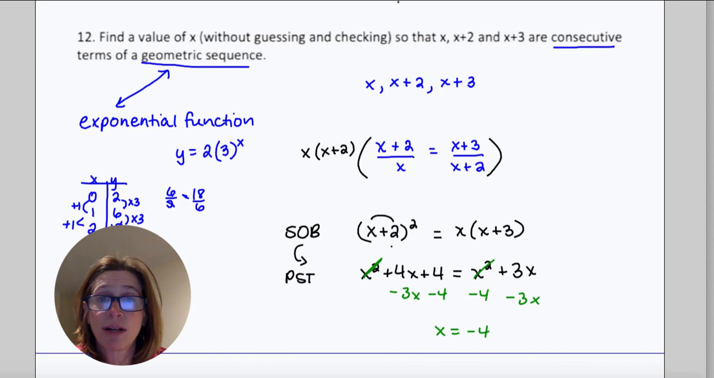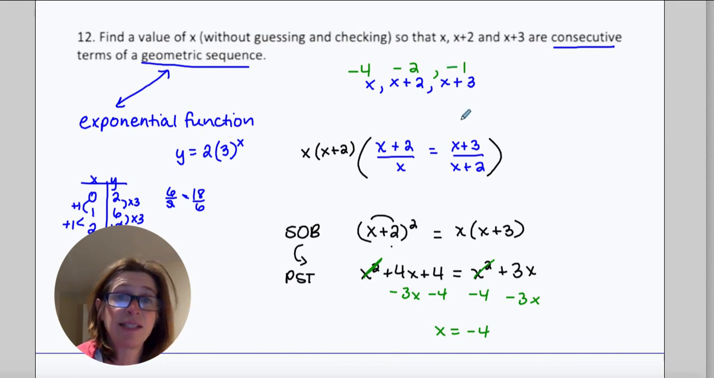So let's see if this works. Negative 4 plus 2 is negative 2. Negative 4 plus 3 is negative 1. And it looks like that is a geometric sequence because each time we're dividing by 2.